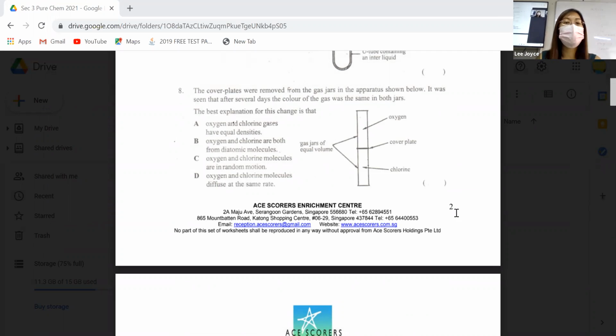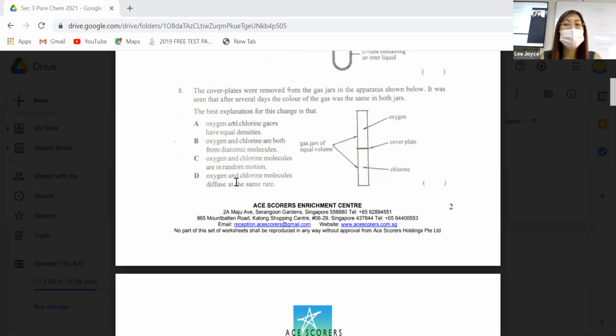So we have this cover plate that was removed from the gas jar, and then it was seen that after several days, the color of the gas jar will be the same. So what has happened? When we remove the cover plate, we allow the two gases to diffuse across one another. So eventually they will have a mixture of these gases.